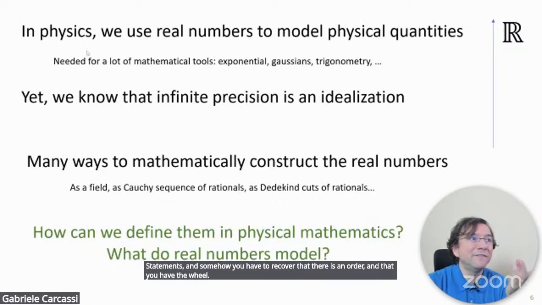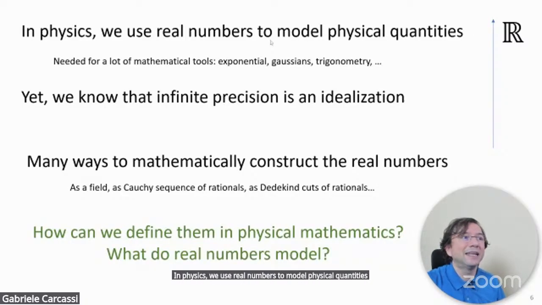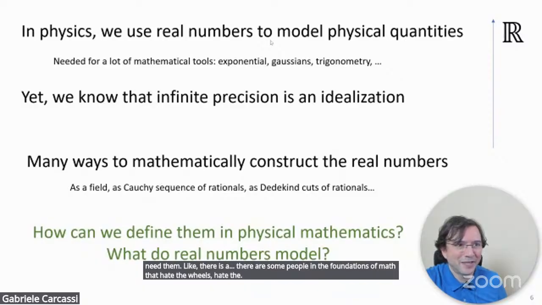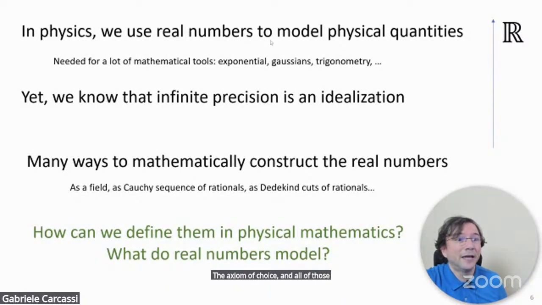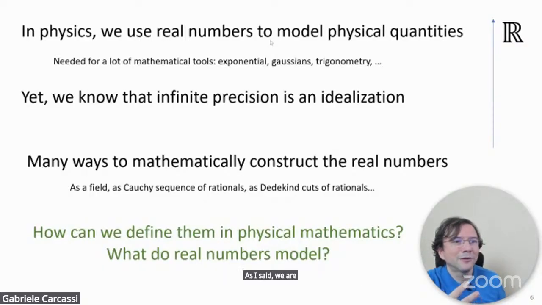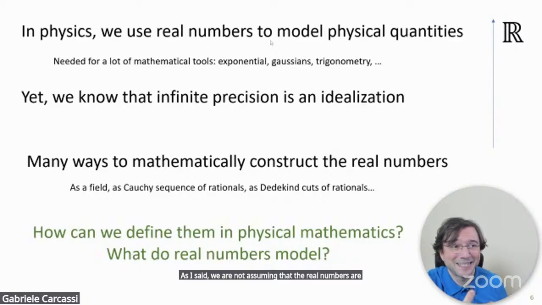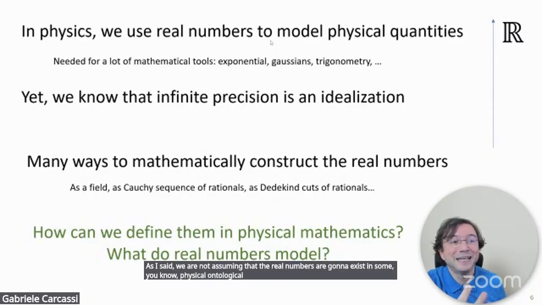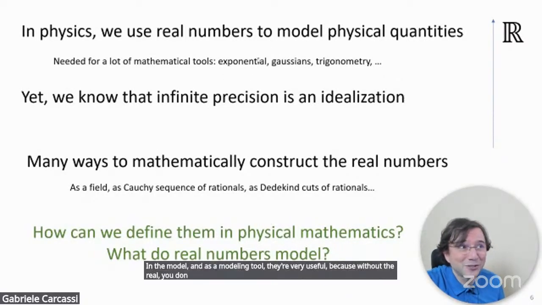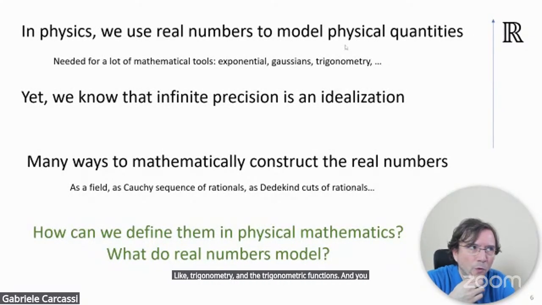So in physics, we use real numbers to model physical quantities, and we actually need them. There are some people in the foundations of math that hate the reals, hate the axiom of choice, and all of those, and so they try to really work without the reals, and there are substitutes for the reals to do some things. But as I said, we are not assuming that the real numbers exist in some physical, ontological sense. They're just in the model. And as a modeling tool, they're very useful, because without the reals, you don't get exponentials, you don't get Gaussians, you don't get the trigonometric functions, and you use those all the time.